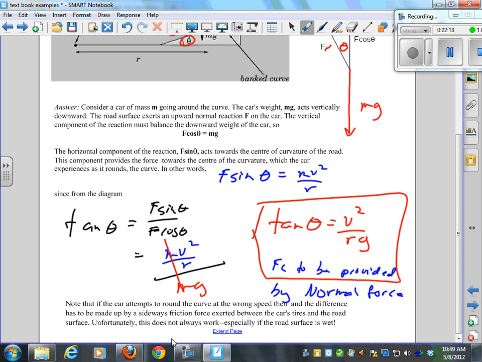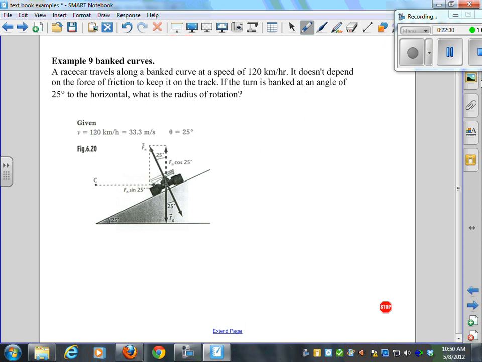Okay, do you have an example there? I think you got to go back to example number 9, back a page. Try that one right there. This time I've switched it up a little bit. I'm asking for the radius. Well, we've already determined our formula for a banked curve. Tan theta is equal to what? V squared over rg.